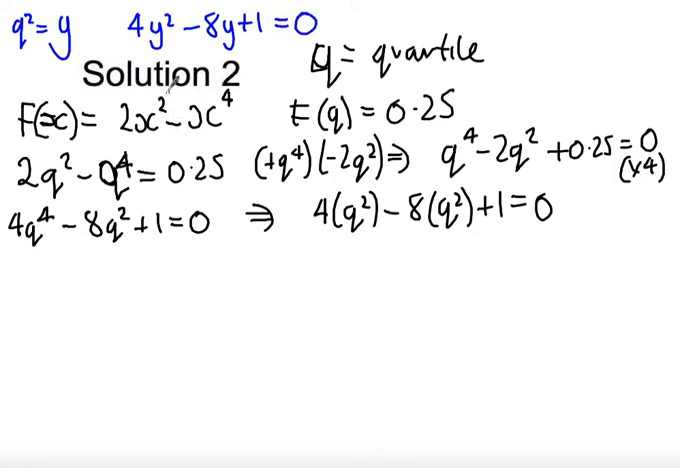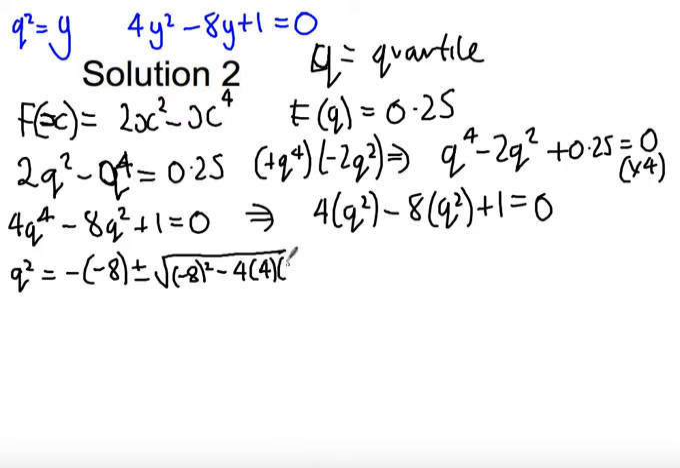Check to see if I can factorize. 4 times 1 is 4. Factors of 4 that add to minus 8 don't exist, so I'm going to have to again use the quadratic formula. So we're going to say q squared is equal to minus b, so minus 8, plus or minus the square root of minus 8 squared minus 4 times a, which is 4, times c, which is 1, all over 2a, so 2 lots of 4.